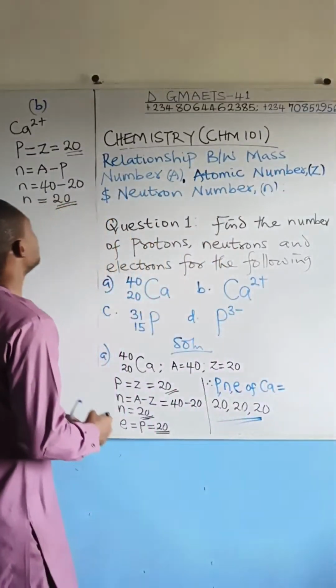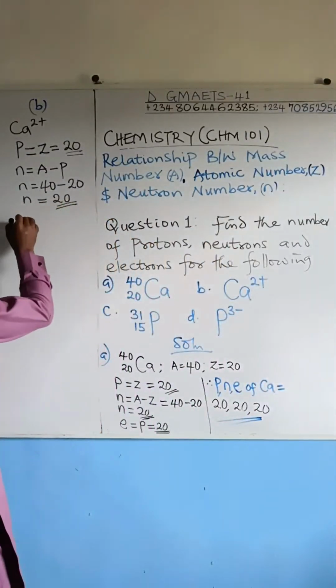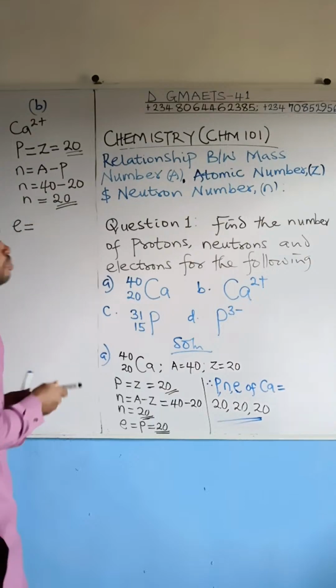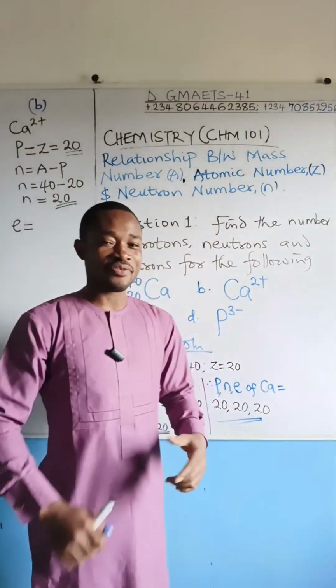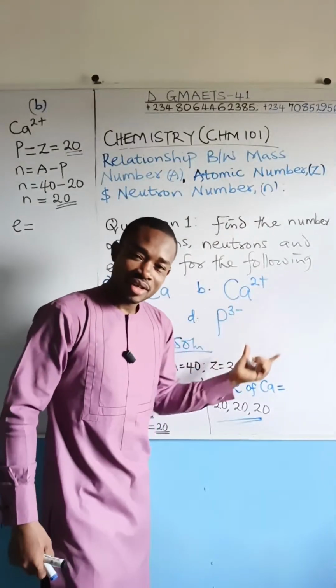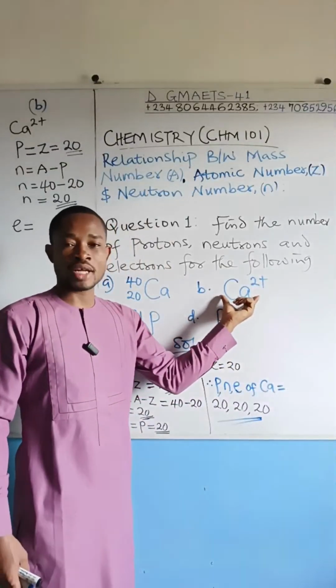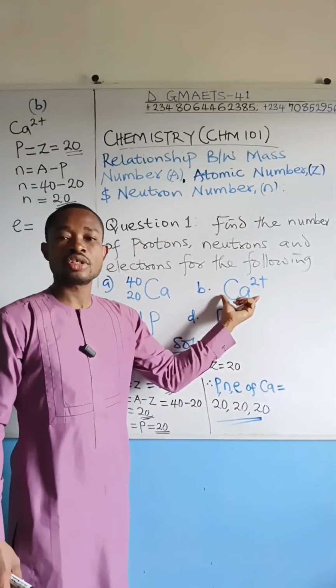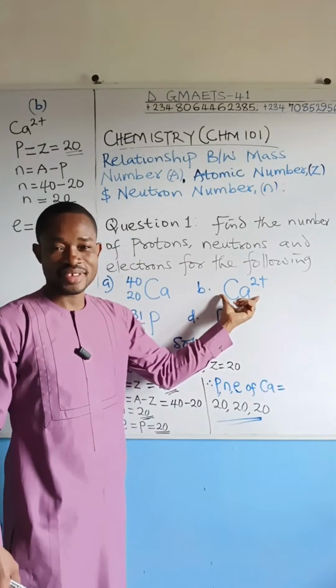Let us see what happens to the electron number. Coming to the electron number, remember, this is where you want to be careful now. This is an ion, not an atom. This is not calcium atom. This is calcium ion.